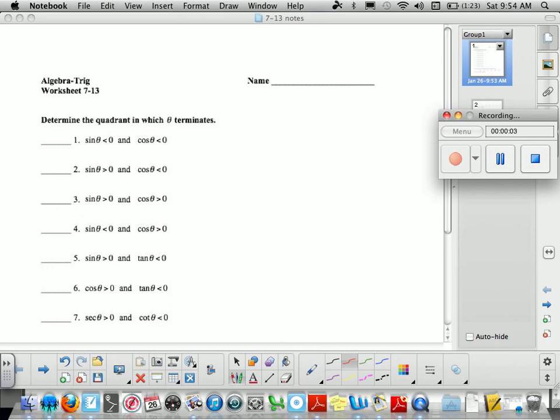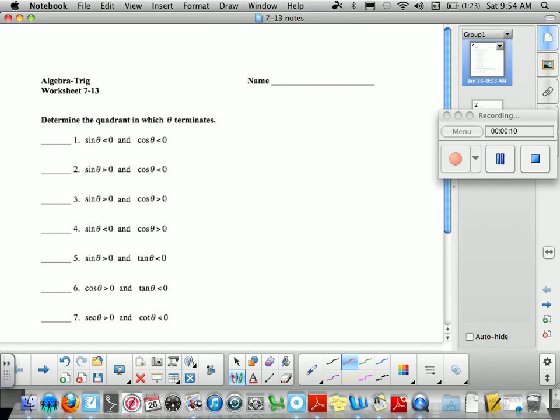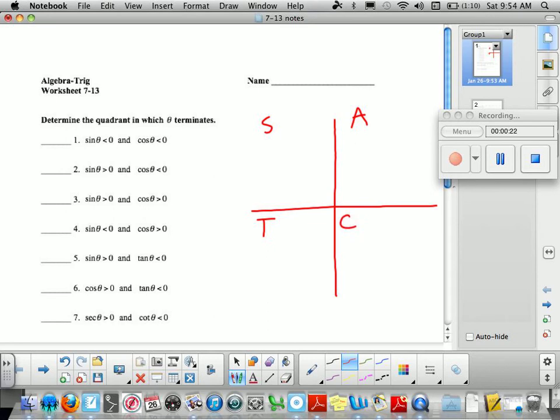Section 713 is really just an extension of the material that you learned in 712. And a great starting point for this lesson is to go ahead and start with drawing in the ASTC that we talked about in section 712. So again, just to fill this in, all are positive here, sine is positive here, tangent is positive here, and cosine is positive in quadrant 4.